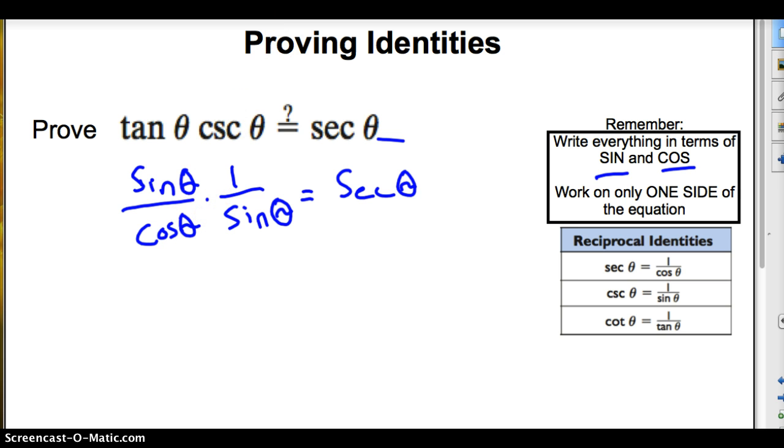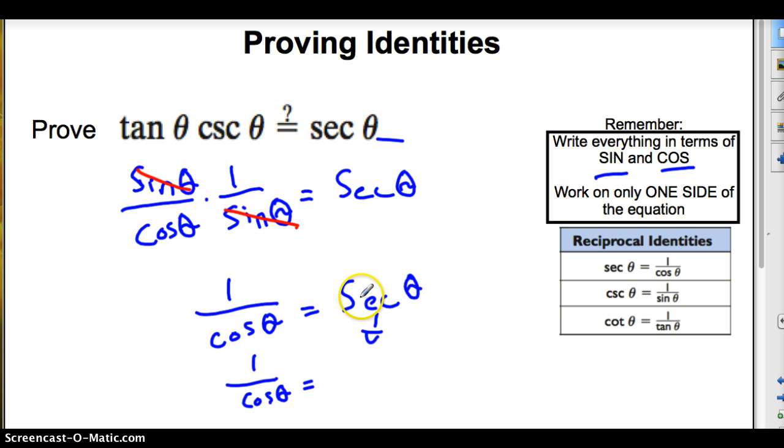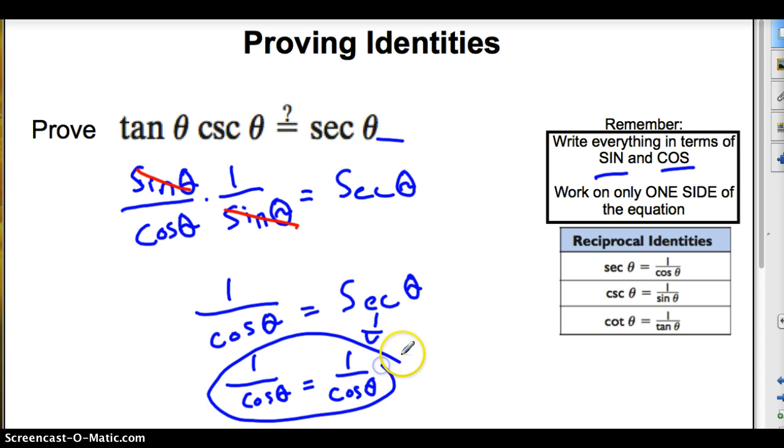Now looking at this, you'll notice that we could do a little math here, right? Because I have a sine here and a sine here, we could just cancel these out. And what that leaves me with is 1 over cosine theta is equal to secant theta. Now is this true? Well, we know that 1 over cosine theta is equal to this because secant is just the same thing as 1 over cosine theta. And this is how we prove that two things are the same. We just use these identities that we know.